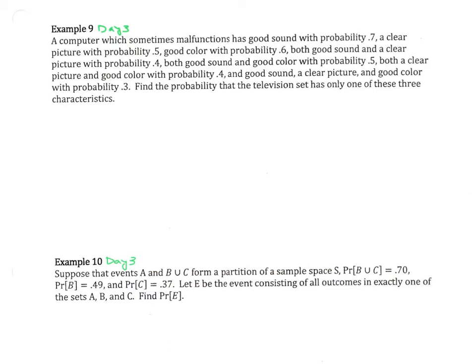As I go through this next example, I'm going to highlight what they say in the problem, and then I'm going to write it in a way that uses symbols. It says a computer which sometimes malfunctions has good sound with probability of 0.7. Clear picture with probability 0.5. And good color with a probability of 0.6.